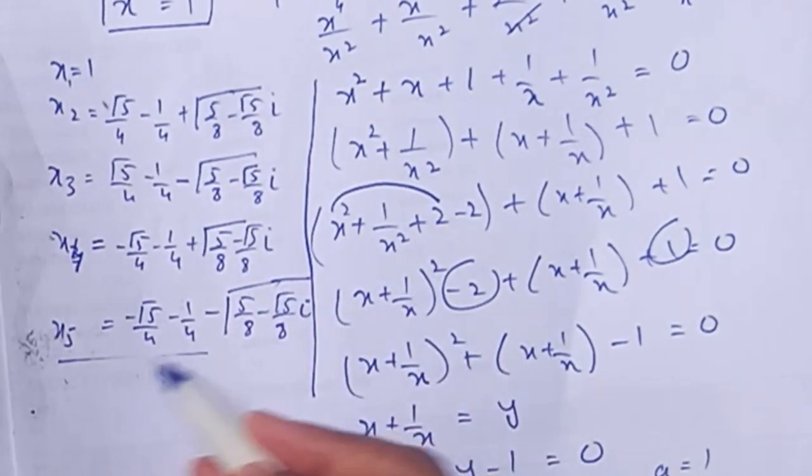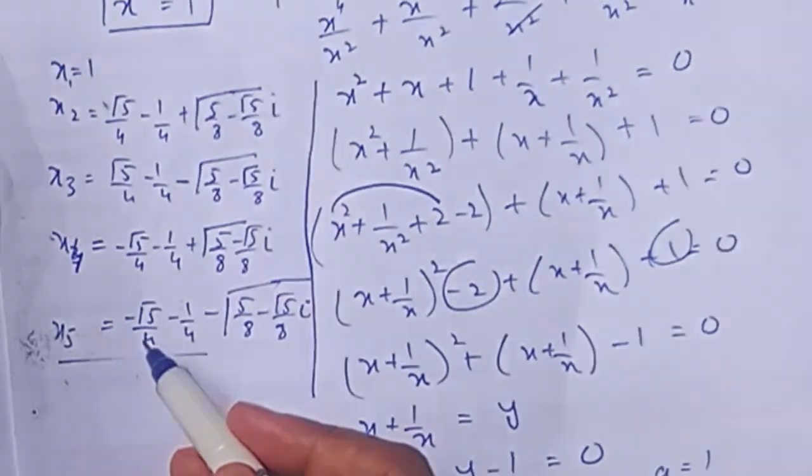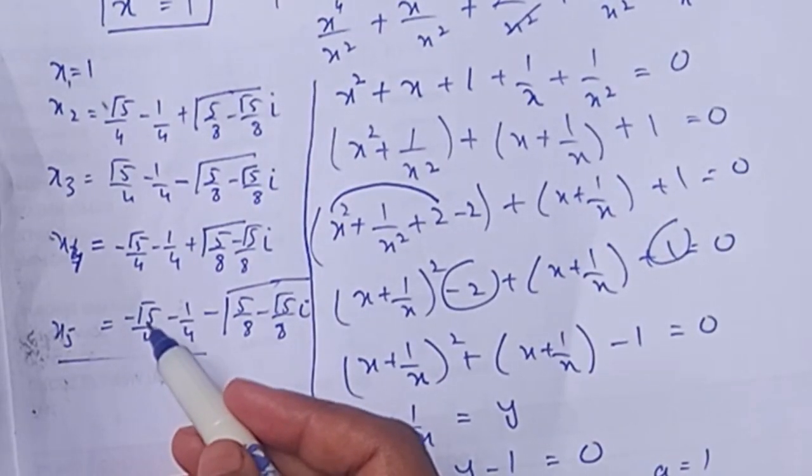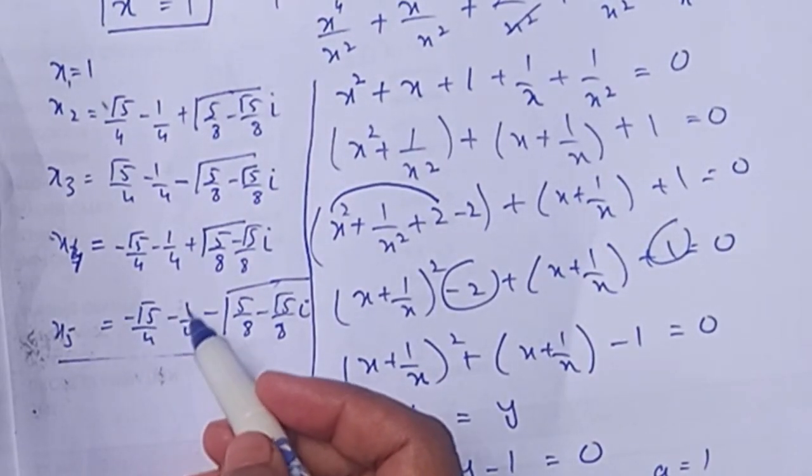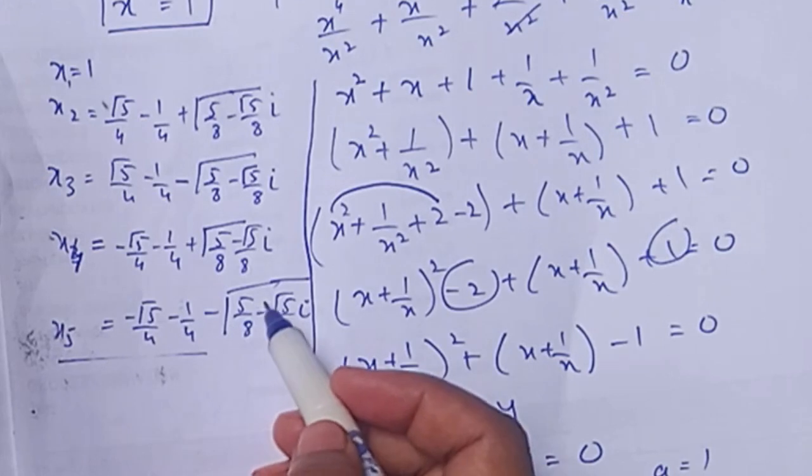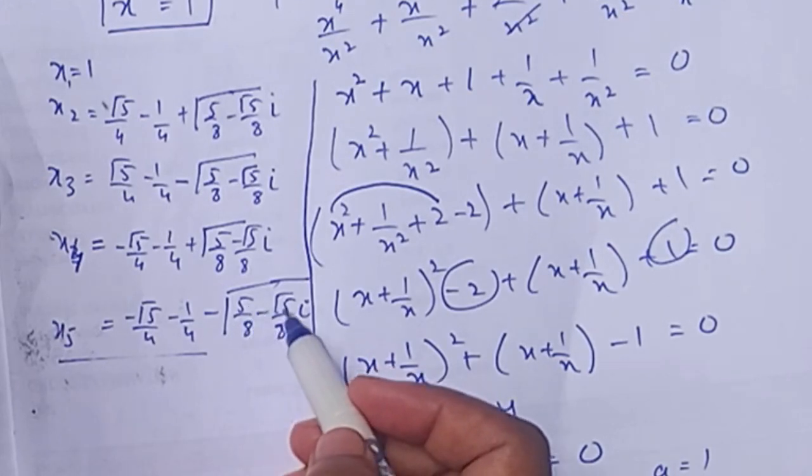And the fifth answer is minus square root 5 over 4 minus 1 over 2 and minus square root 5 over 8 minus square root 5 over 8 iota.